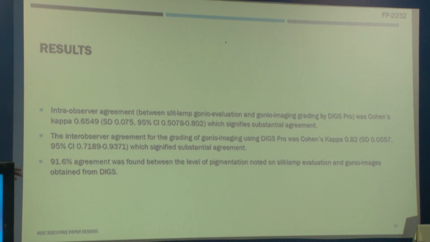The intra-observer agreement, so the person who graded on slit lamp and on the device, was 0.65, which signifies a substantial agreement, and the inter-observer variation between the two graders who were grading the Dix Pro images was 0.82, which also signified a substantial agreement, and 91.6% agreement was found between the level of pigmentation noted on slit lamp evaluation and in gonio images obtained from Dix.